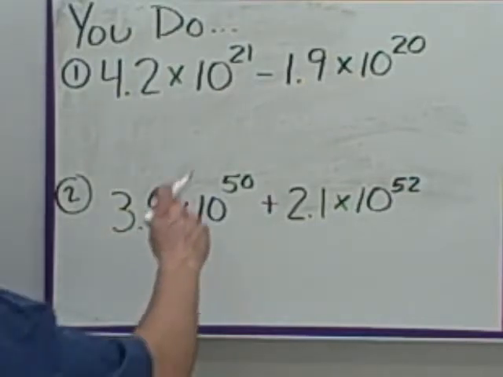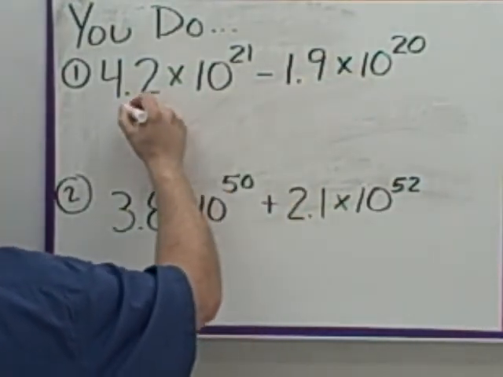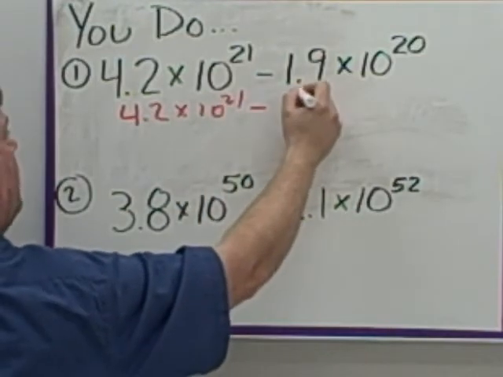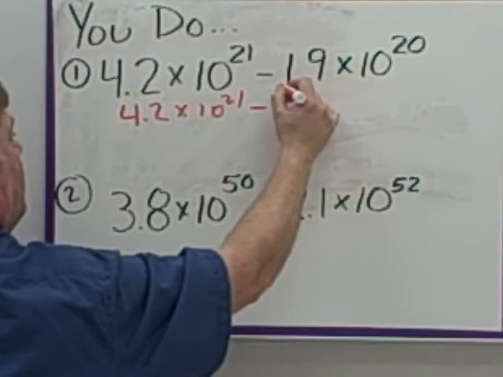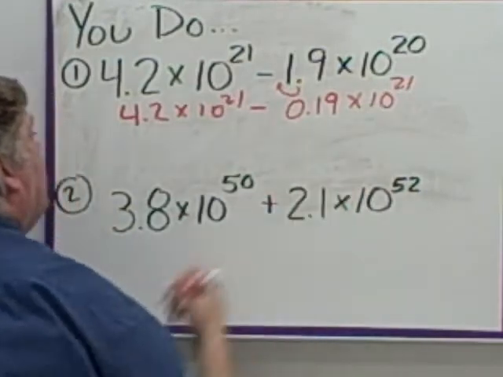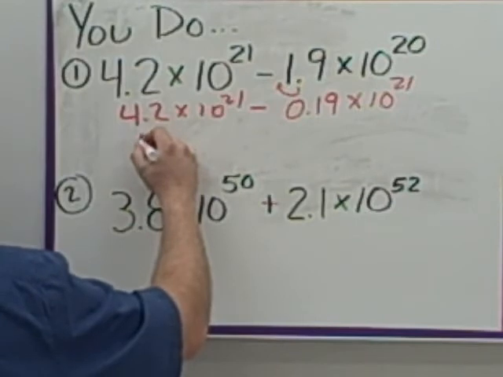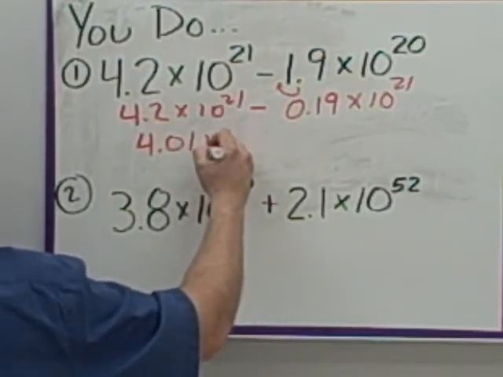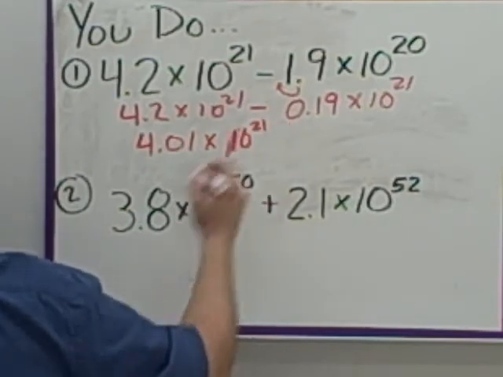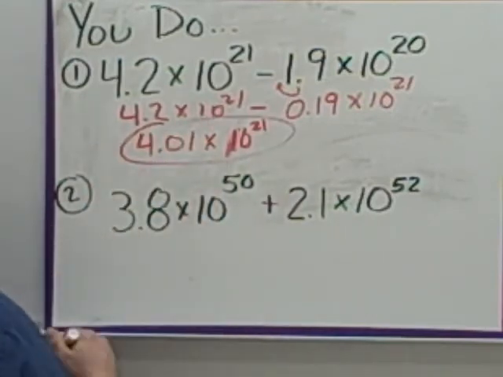Welcome back. All right, 4.2, this is 21, that's 20. I'm going to make it into the 21, so I'm going to have 4.2 times 10 to the 21 minus, this needs to become 1 larger to make it 21, so I'm going to move it over 1. I get 0.19 times 10 to the 21. 4.2 minus 0.19 is going to give me 4.01 times 10 to the 21. And that's my final answer there. I don't need to adjust the front at all.